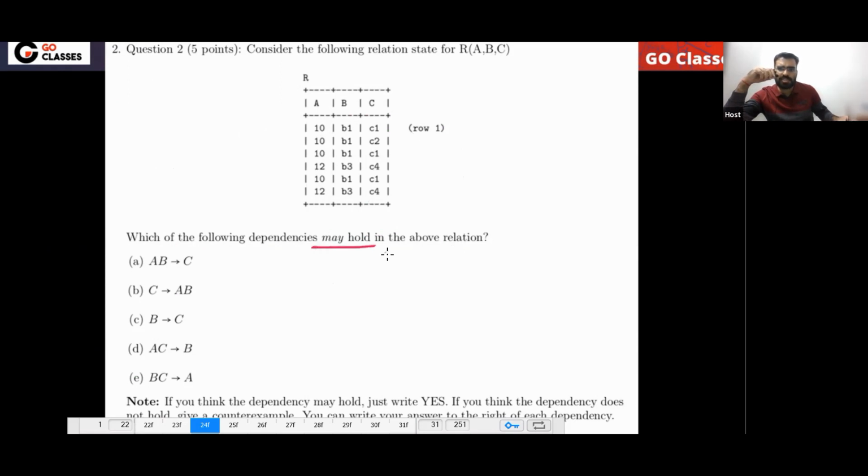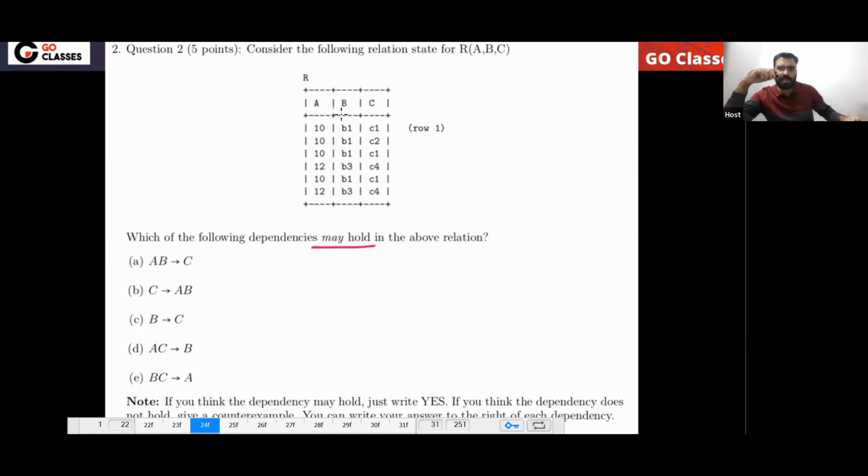That is the reason the question is saying may hold on the relation. It may or may not hold on the schema. Is this clear to everyone? The question is asking which of the following may hold in the above relation. So tell me, which of the following may hold?